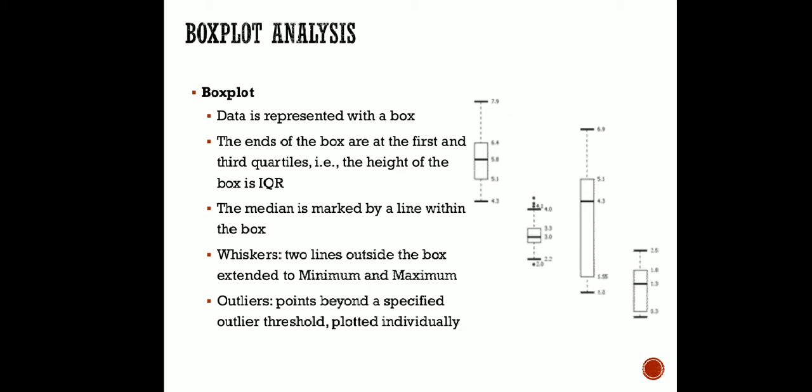Now you can see here the outliers are points beyond a specified outlier threshold, plotted individually. Why are outliers dependent on a threshold? As I told you, a standard procedure says we multiply the interquartile range by 1.5, and any point lying beyond that range, whether at the lower limit or the upper limit, we treat as an outlier.